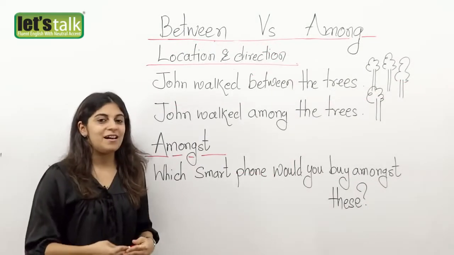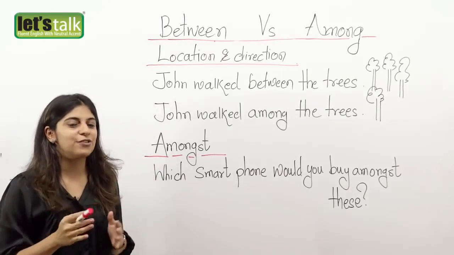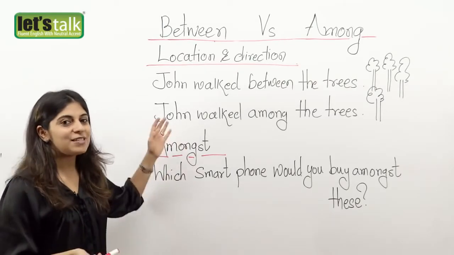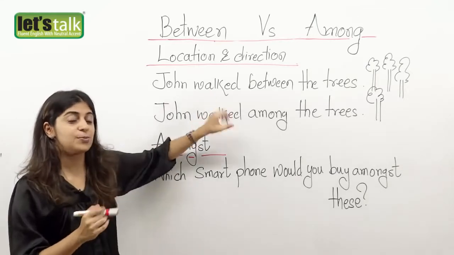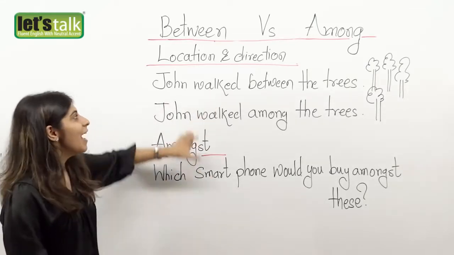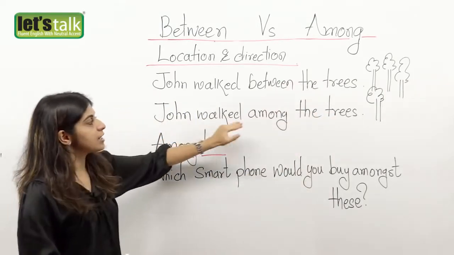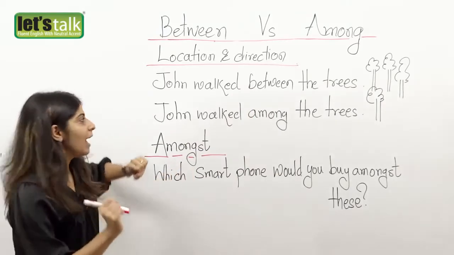Now the words between and among also help us to understand the difference between locations and directions. So we have, in fact, two sentences for you. We'll look at the difference between these two sentences. John walked between the trees and John walked among the trees. Okay, so what do you think the difference is? I'll explain.